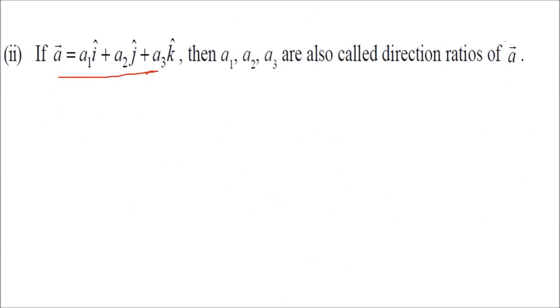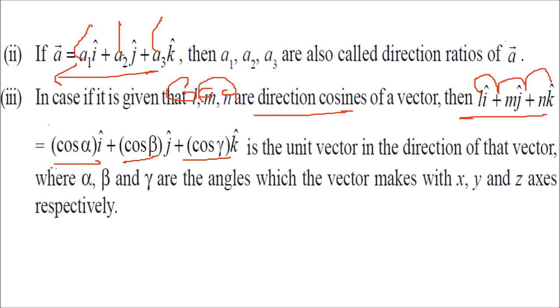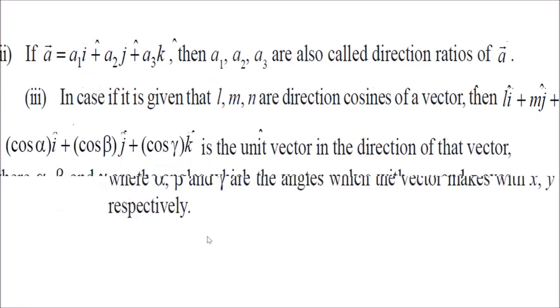If A is like this, then A1, A2, A3 are called the direction ratios of A. These are direction ratios. And if you want to go for the direction cosines, if L, M, N are the direction cosines of the vector, then Li plus Mj plus Nk, that is cos alpha i plus cos beta j plus cos gamma k, is the unit vector in the direction of that vector. Please understand, L, M, N are given as the direction cosines, so this is the unit vector in the direction of that vector. These are the angles with the axes.